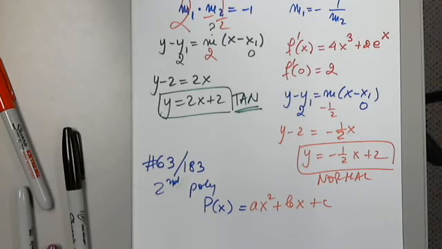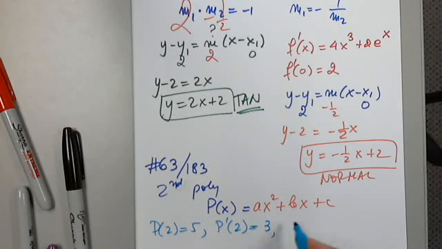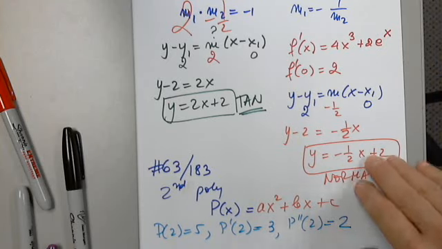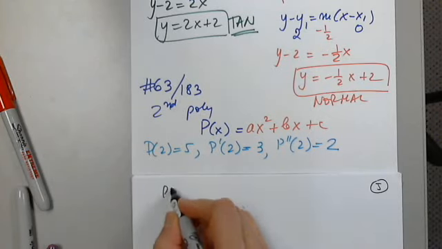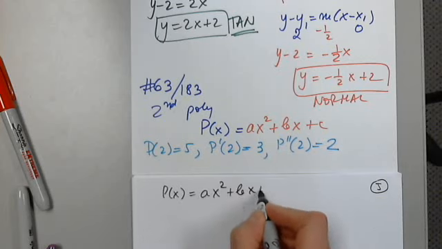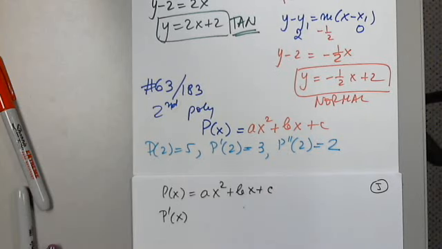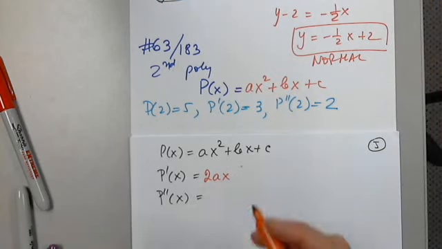So let's see what they want. Find the second degree polynomial P of x such that P of 2 is 5, P prime of 2 is 3, P double prime of 2 is 2. I'm going to copy the polynomial you just gave me. And since P prime is involved, I would like you to give me P prime of x. Since P double prime is involved, I would like you to give me P double prime. Yes? Very good. Perfect.